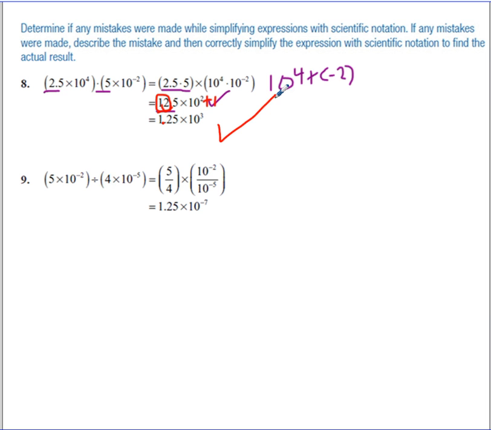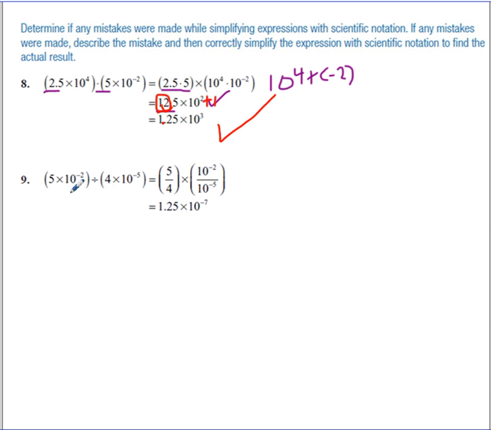You always have to write your answer in proper scientific notation form, just like no negatives on your exponents, only one digit in front of your decimal for scientific notation. That is not 0.